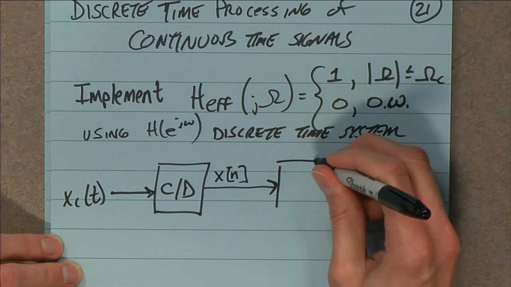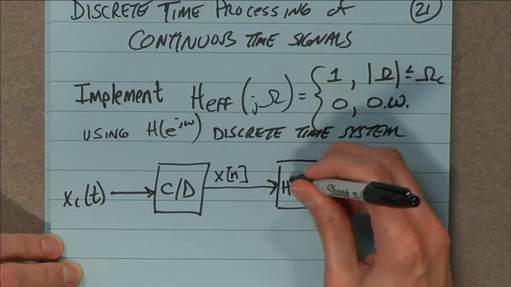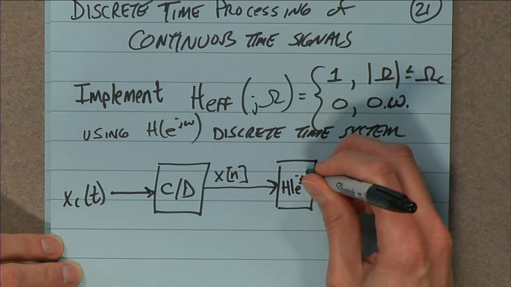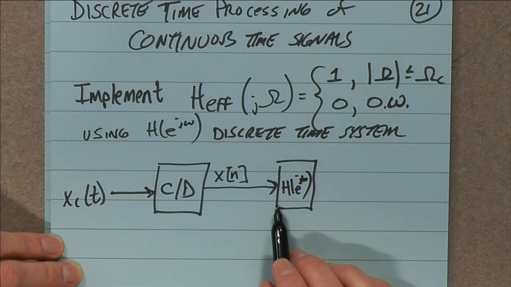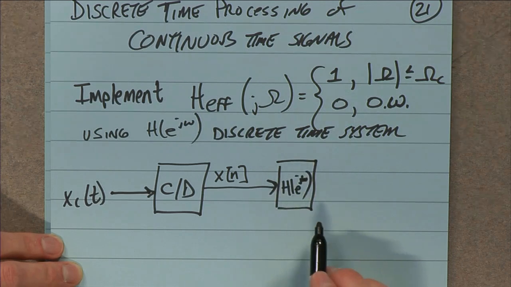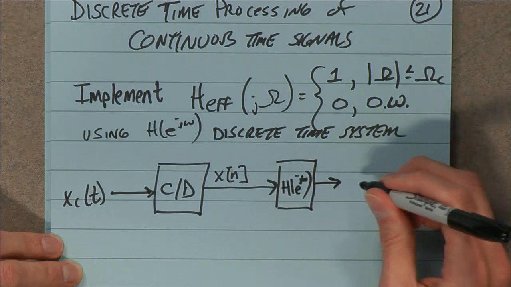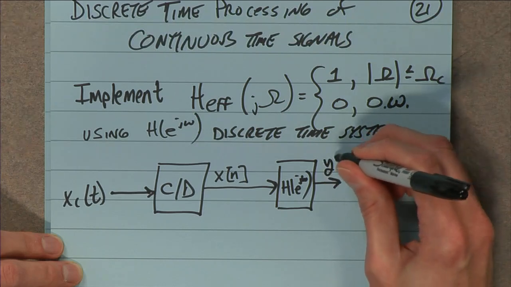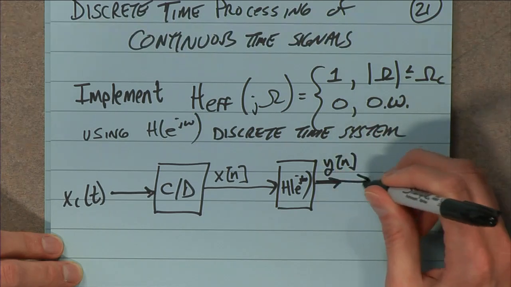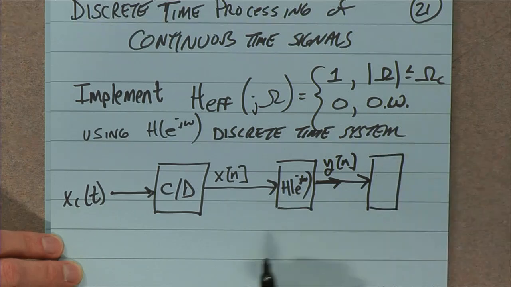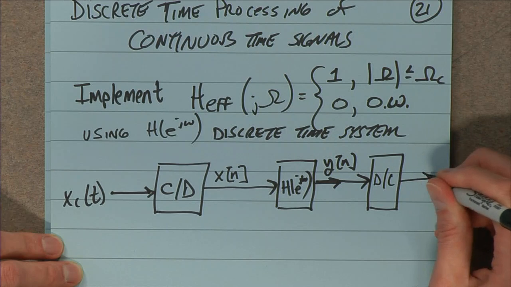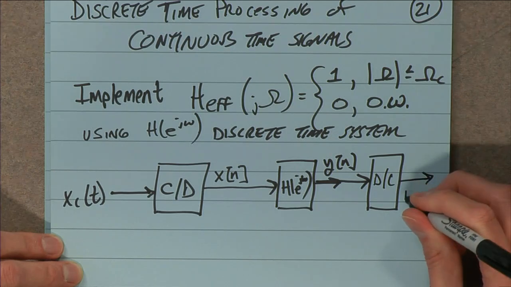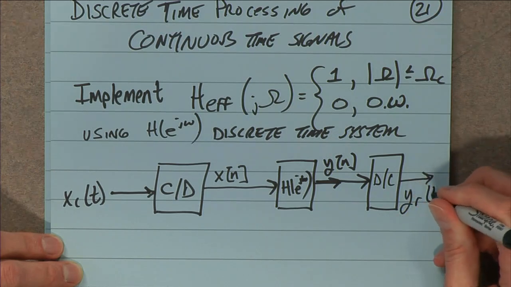Well, now that we have x of n, we can process it with H(e^jω). So this is our discrete time frequency or filter. And then finally, maybe we'll call that y of n because it's the output of some discrete time system. And then finally, running out of room here, we want to convert back from discrete time to continuous time and end up with, we'll call it y sub r for reconstruction of t.